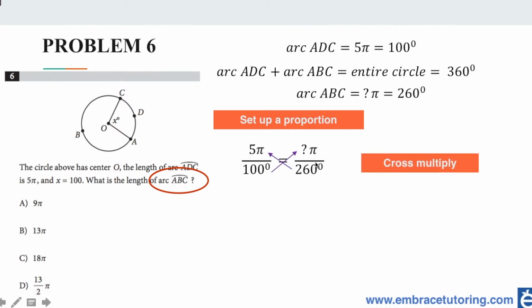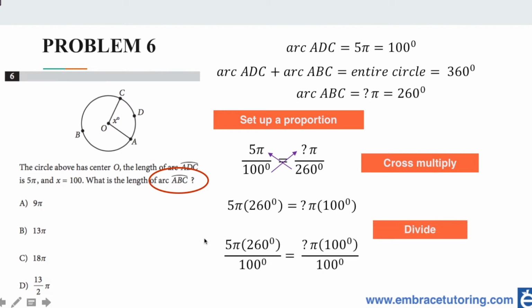And when I cross multiply these things, I'm going to get 5 pi times 260 equals question mark times 100. Now, after cross multiplying and dividing, you'll notice that you get 5 pi times 260 degrees over 100 degrees equals question mark pi times 100 degrees over 100 degrees. Hopefully you can quickly understand that the 100 degrees will cancel, which is good because you're trying to look for the remaining length of the other side represented by ABC, right? Once again, this is proportional to the 260 because I've already removed my 100 degrees.